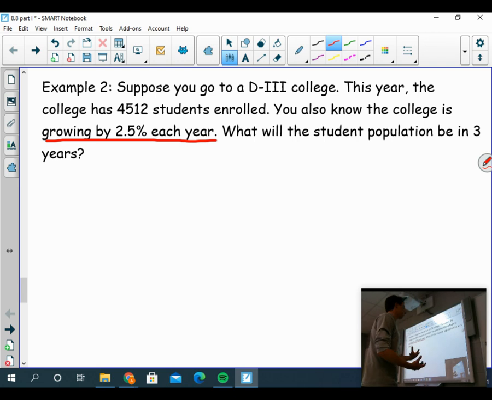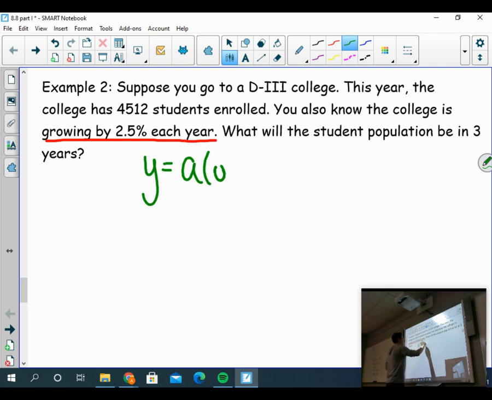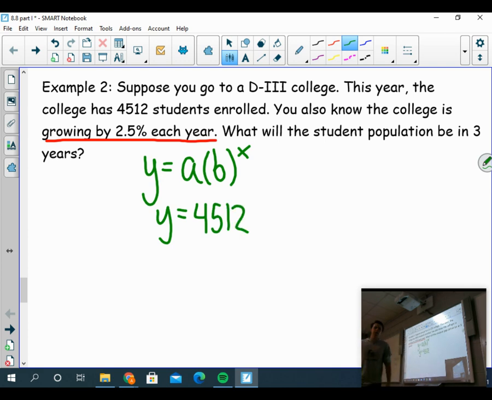Linear growth is increasing or decreasing by a set amount. Exponential growth is when that amount is doubling, tripling. It's increasing or decreasing by a multiple. Okay, so here we're growing by 2.5% each year, which is a surefire sign that we have an exponential situation. And specifically, because our starting amount of 4,512 is positive, we know this is going to be a form of exponential growth or decay. Remember, exponential growth or decay happens when your A value is positive.